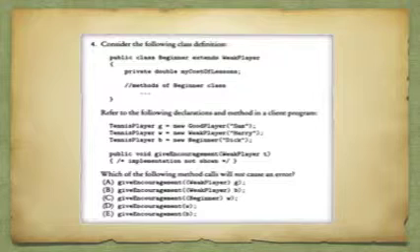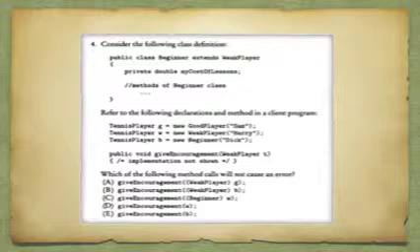Now question 4, the last question, is: consider the following class definition. If we want to define a new class called Beginner, which also extends WeakPlayer, that means a Beginner is one kind of weak player, and it has an additional variable called private myCostOfLessons, which is of type double. Then there will be some methods belonging to this Beginner class. Now refer to the following declarations and method in a client program.